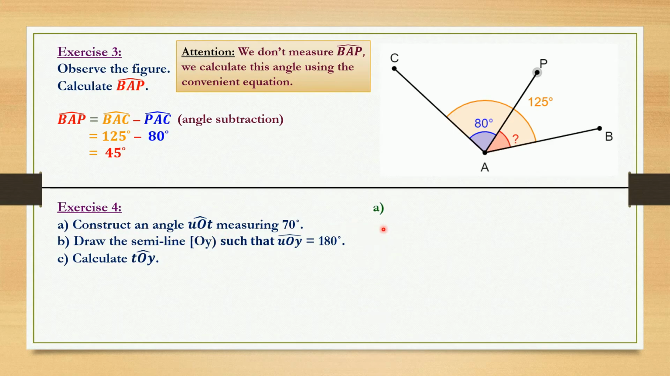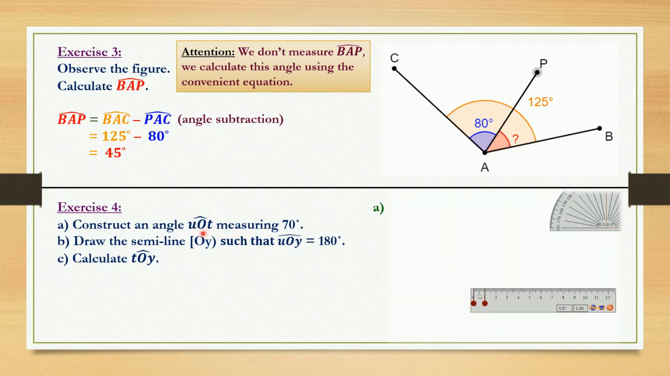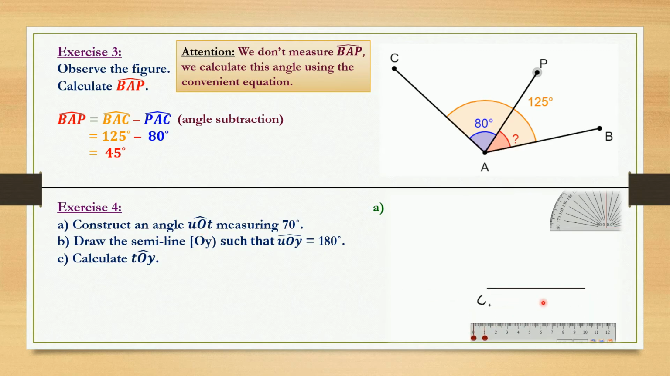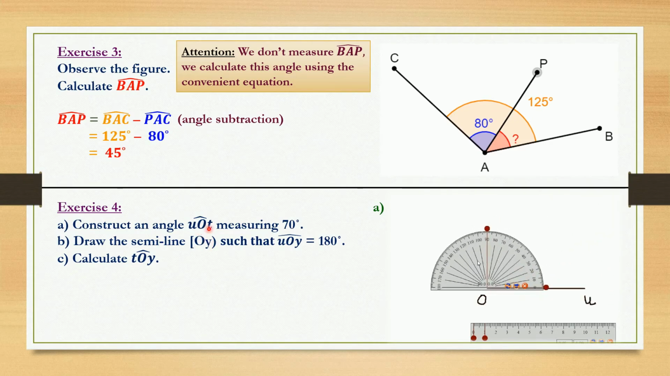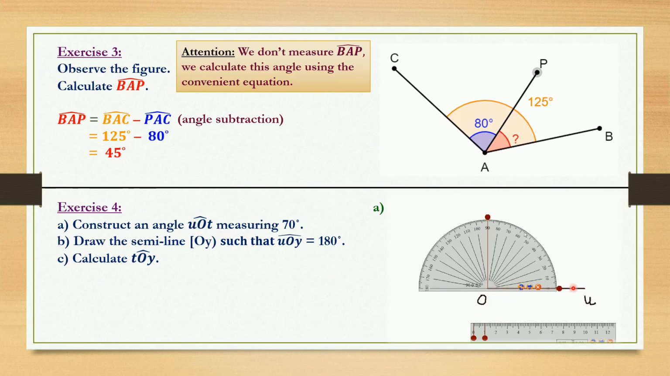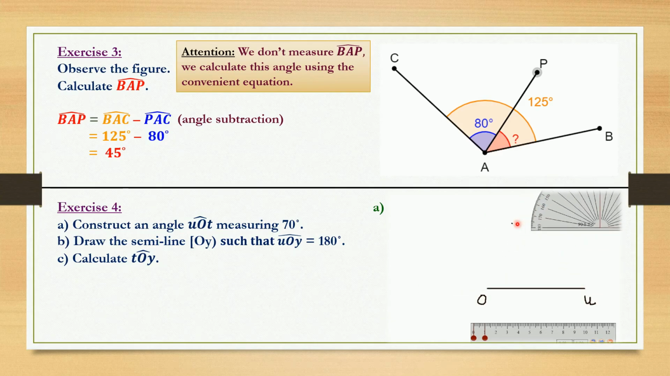So question A, to construct UOT, first we need to draw one of its two sides. For example, let's draw with our ruler the first side OU. Then we bring our protractor, we place it on the vertex O. Then we put the 0 degree line on OU, we count from 0 till we reach the dash of 70.